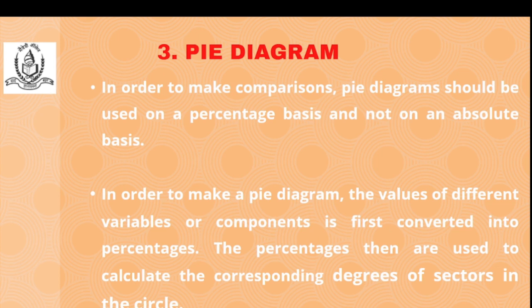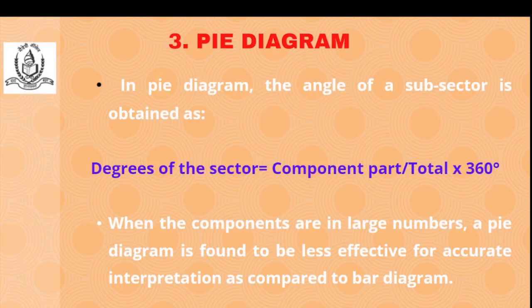Now, how to calculate the degrees? This is very easy. There is a formula by which you can calculate the degrees of each subsector. You just have to follow the given formula, that is, the component part, which is the value of your one particular component, divided by the total value, multiplied by 360 degrees. This will give you the degree of the sector. Once you calculate the degree, you can easily draw the sectors of the pie diagram.